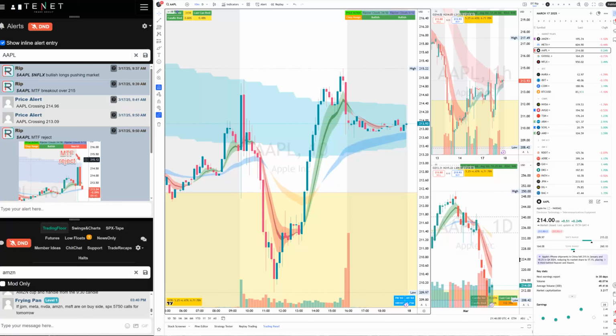I gave Netflix long as well, and I gave Apple long, but Apple long did not work. MTF breakout was over 215. It failed right at 215. Stops were 213, so we took more than a $1 loss. We moved on. You see our losses, we're keeping the loss small, and then you could short it.